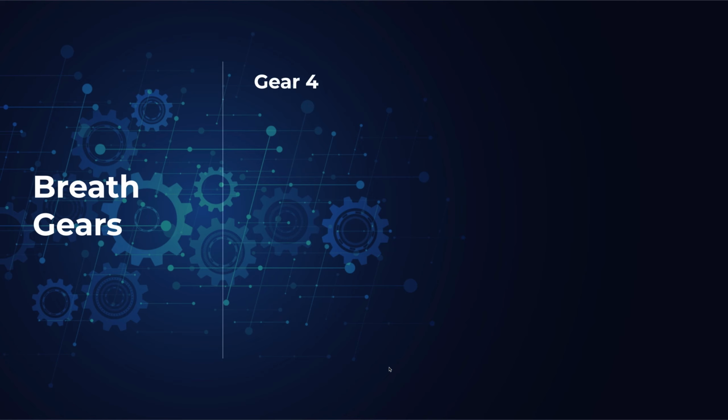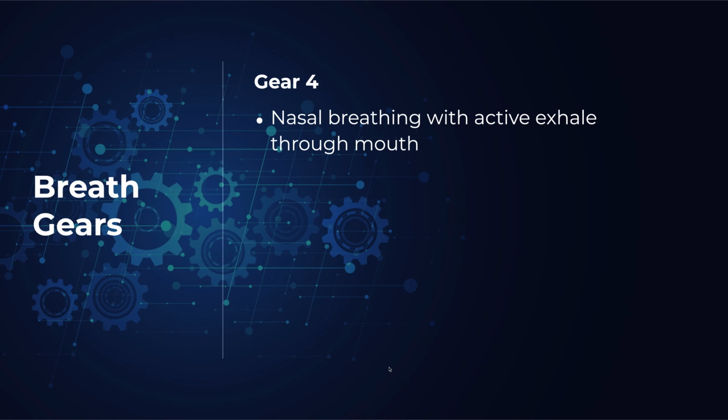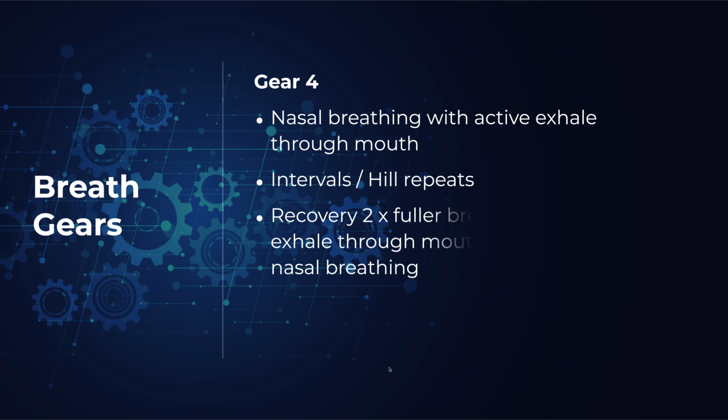And then finally, we go for gear 4. I'd still think of breathing in through the nose, but with a more active exhale out through the mouth. Now, again, we're still in control of the breath. So really emphasize that we don't want to lose control of the breath, but you can exhale through the mouth. So this you would be using for intervals or hill repeats. So when you're doing short bursts that you can't sustain for a long period of time, maybe only a few seconds, maybe 20 seconds. So it's not that you're going to run a whole race in gear 4.